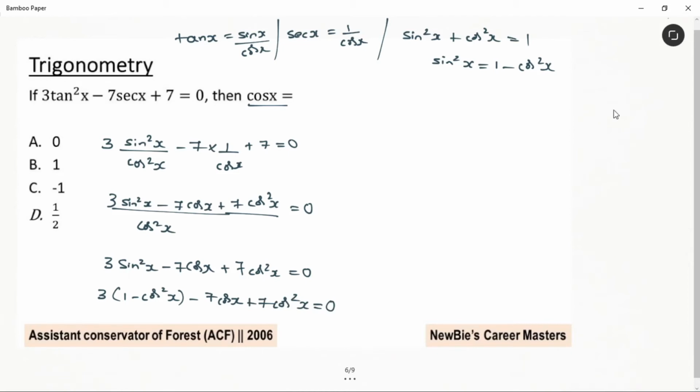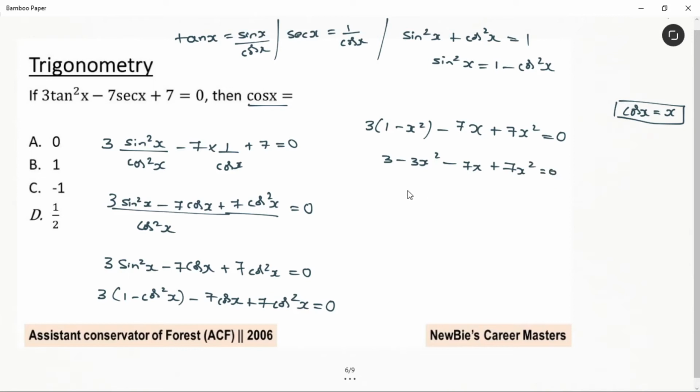Now, see, instead of cos x, I'll use an alphabet x. Rather than writing cos x every time and wasting the time, just replace that cos x with an alphabet. That makes your calculation very easy. 3 times 1 minus x square minus 7x plus 7x square is equal to 0. Let's simplify this. 3 minus 3x square minus 7x plus 7x square is equal to 0. Then we get 4x square minus 7x plus 3 is equal to 0.